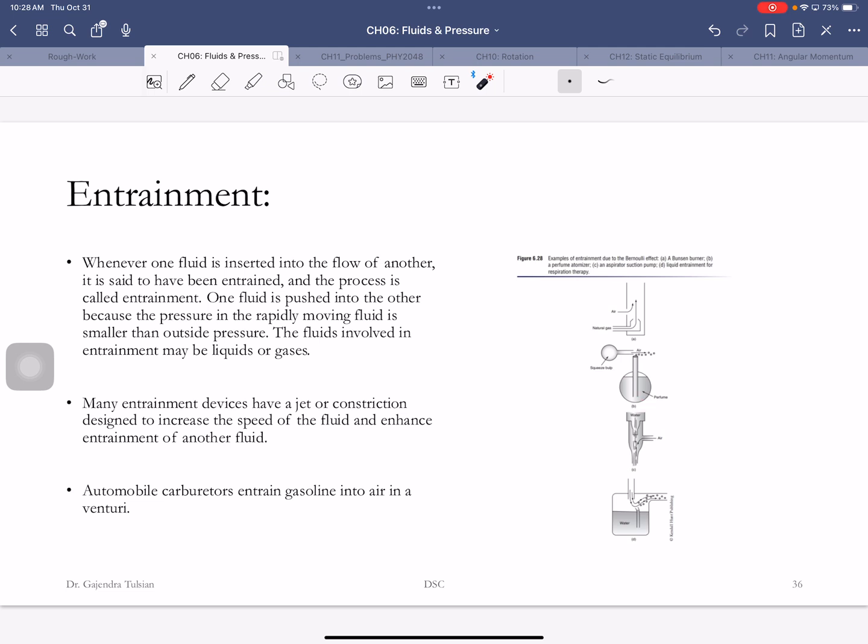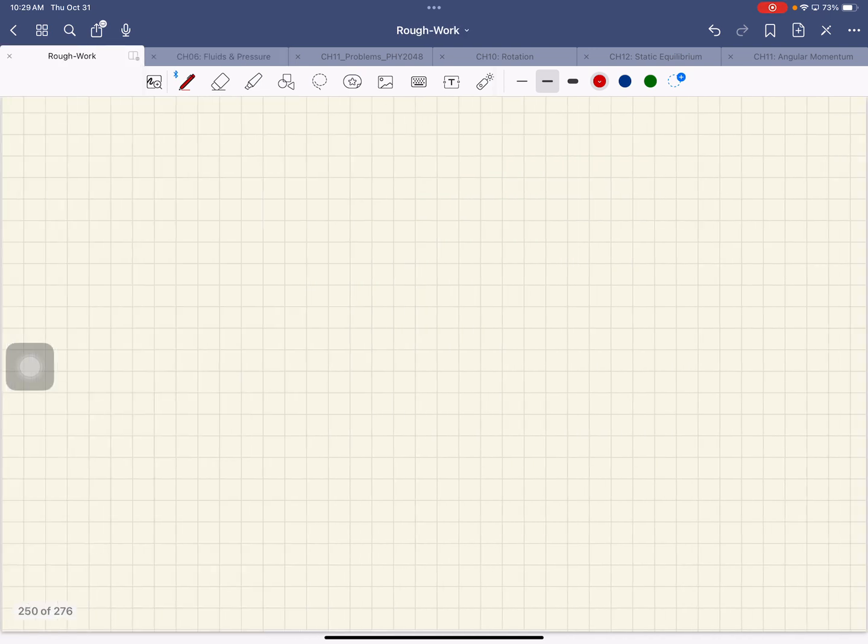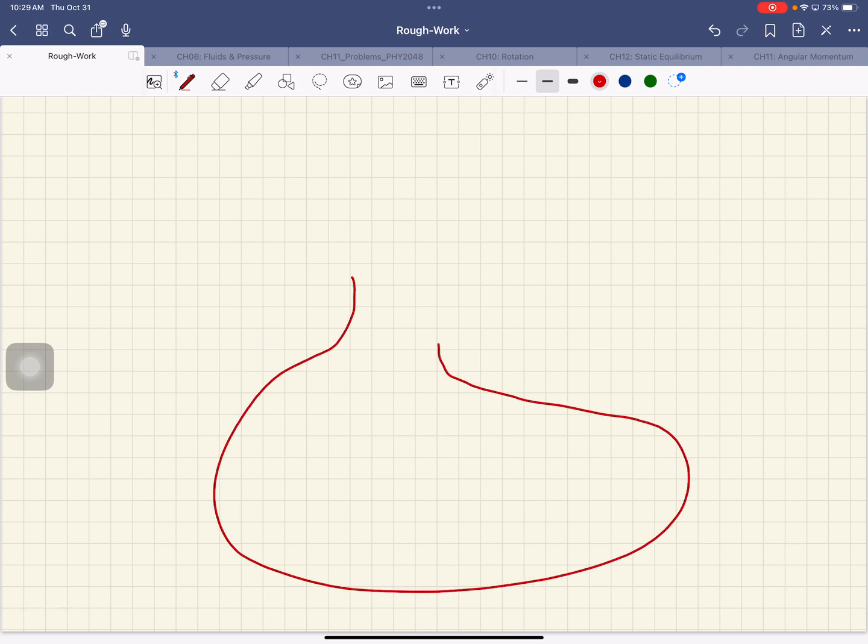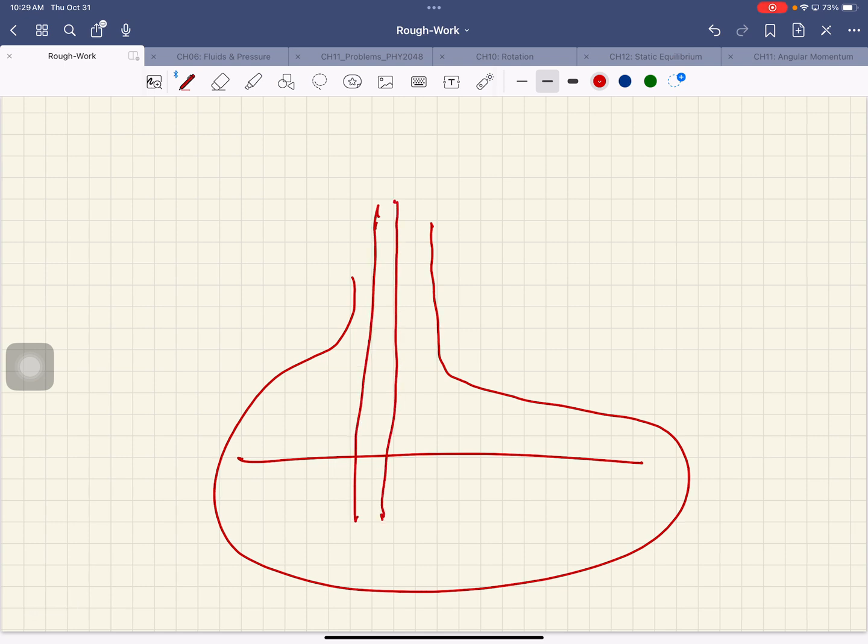What you do is, here's a tube. I'll do a bigger version of that. So here's the perfume bottle. There's perfume. Don't laugh at my diagrams. Your grade will suffer. Whenever you want to use an atomizer, what you do is you blow air across. So you're blowing air across here. When you blow air across, the pressure in the air dropped, right?